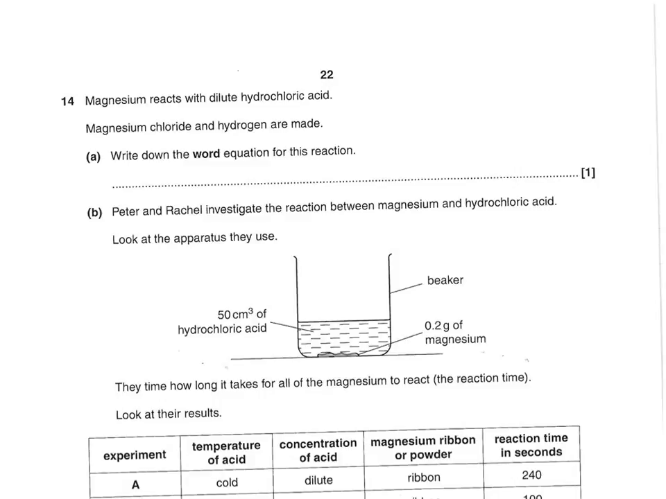Next question. Magnesium reacts with dilute hydrochloric acid. Magnesium chloride and hydrogen are made. Write down the word equation of the reaction. Now you should always be getting these questions right because they give you everything you need in the question. So first thing to do is just to draw an arrow. Then on this side of the arrow, write down the 2 things that have been added together, and on this side of the arrow, write down the 2 things, or more, that have been made. The 2 things that are being added together, it tells you magnesium reacts with hydrochloric acid, so you put magnesium plus hydrochloric acid.